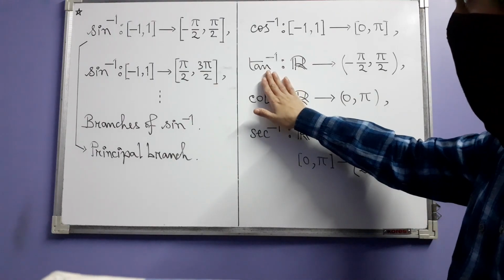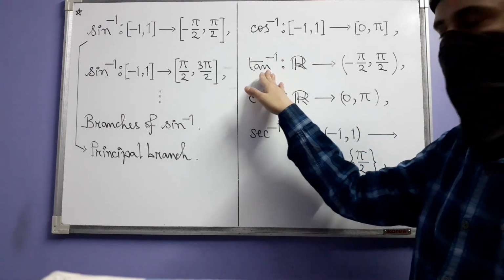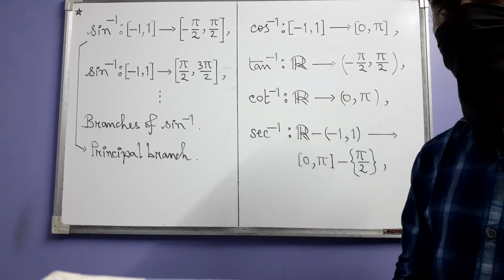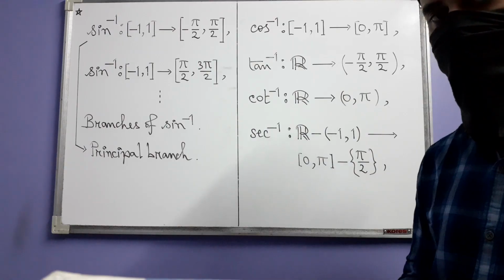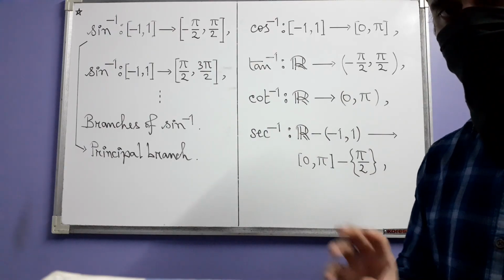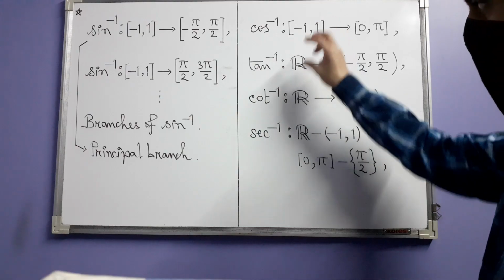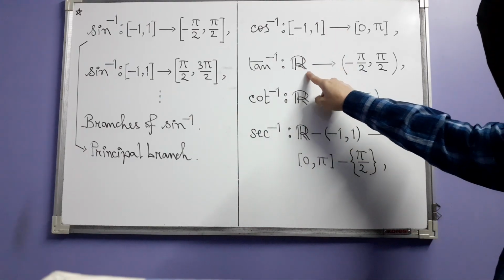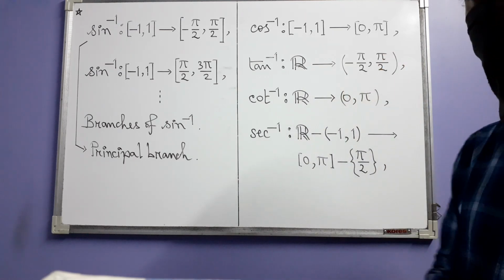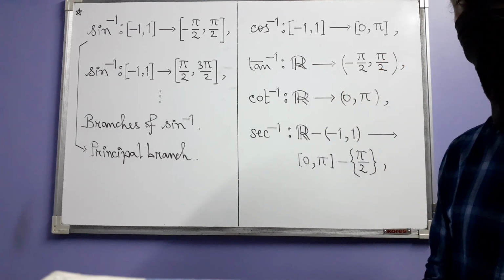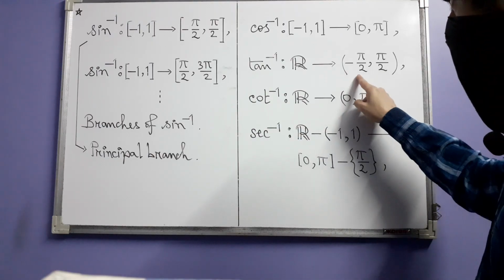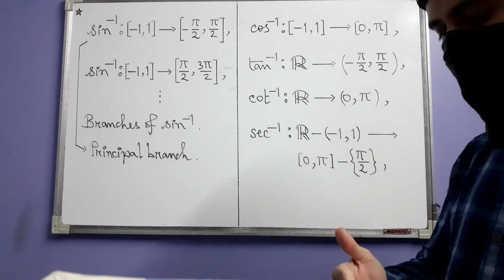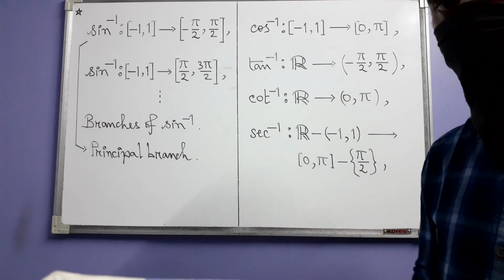This is the principal branch of the inverse tangent function. In this case, the domain is R, because if you remember, for the ordinary tan function, the range is R. Range becomes domain. That fact does not change. And the range here is this open interval minus pi over 2 comma pi over 2. You cannot include these 2 points, however, because the tangent function is undefined at these 2 points.